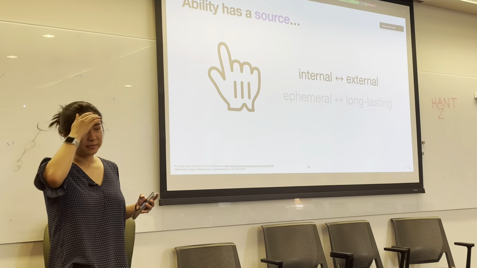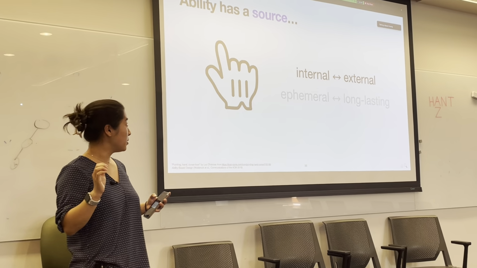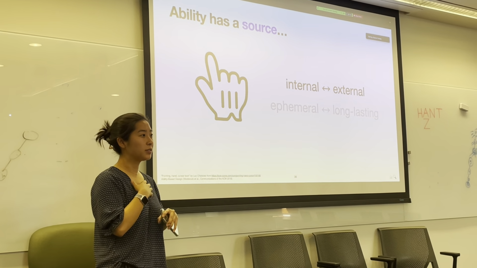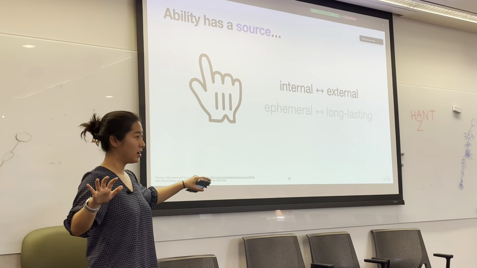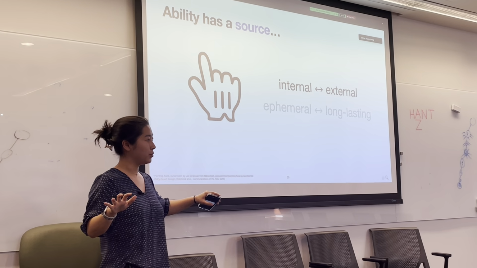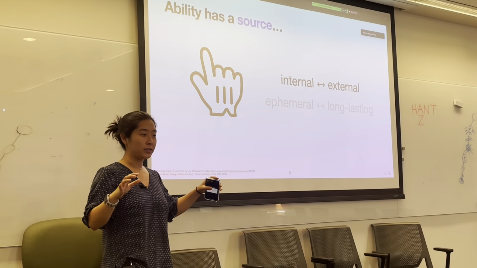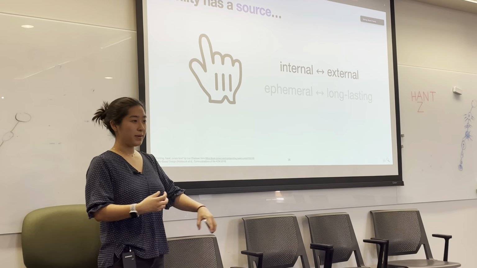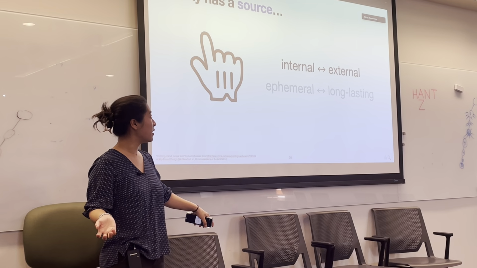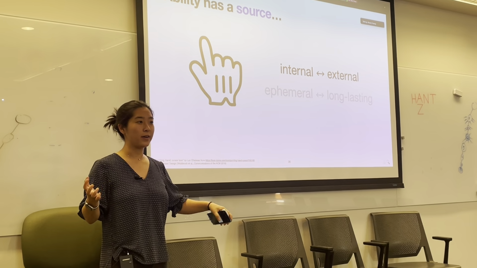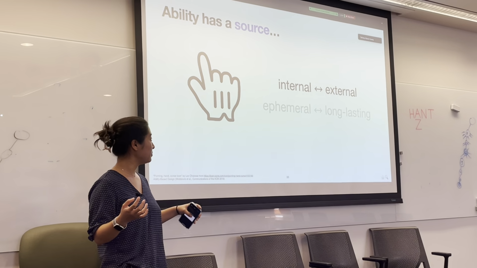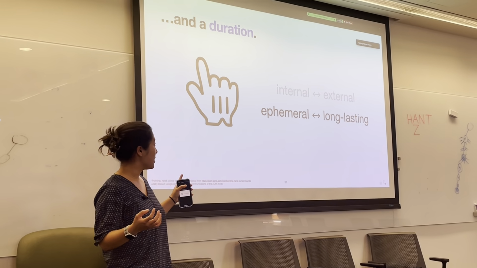We can describe abilities in a couple of ways. So first, ability has a source. It goes from being completely internal to being completely external. So maybe someone who is trying to click on something, maybe they can't. Maybe their arms are full. Maybe they don't have arms. So that's an example of something being very internal versus very external, and no matter the context, the ability ends up being the same. Ability also has a duration.